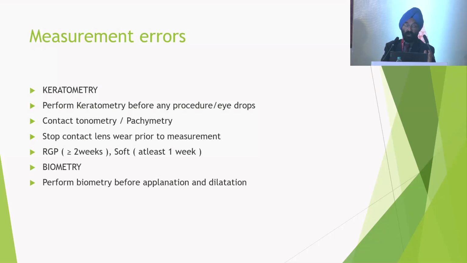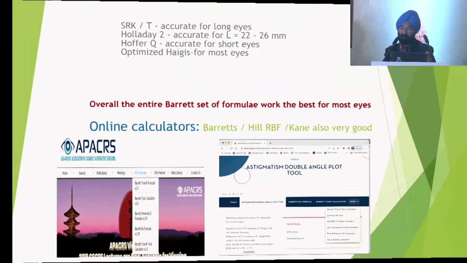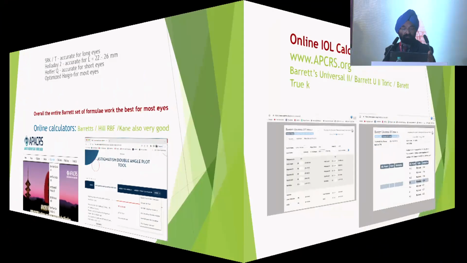It is said that RGP should not be used for more than 2 weeks and soft lenses for at least 1 week. And in biometry, perform biometry before applanation and dilatation. But Dr. Arup showed that there is controversy regarding this, like he showed some papers from publications in the JCRS. Which IOL formula? I think I won't cover this because it will be covered by the subsequent speakers.